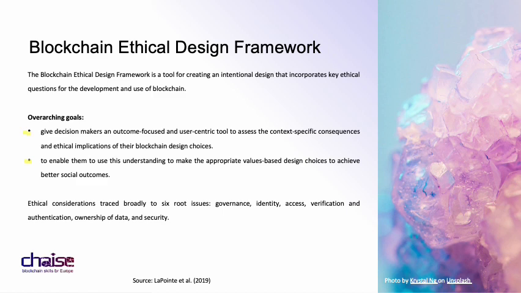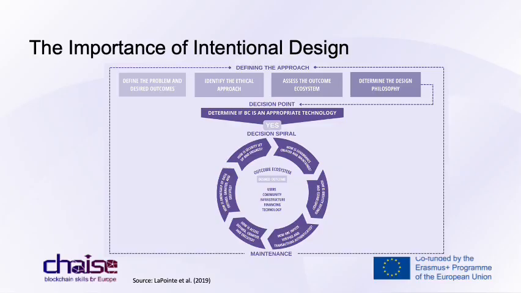Ultimately, these ethical considerations traced broadly to 6 root issues: governance, identity, access, verification and authentication, ownership of data, and security. Together, these factors create the foundations for the development of the framework. The blockchain ethical design framework has 3 phases, each consisting of multiple steps. The first step is defining the approach to creating social impact, and it involves the initial work of understanding the desired outcome and explicitly defining an approach with which to achieve this outcome.